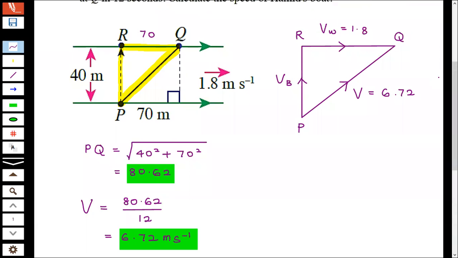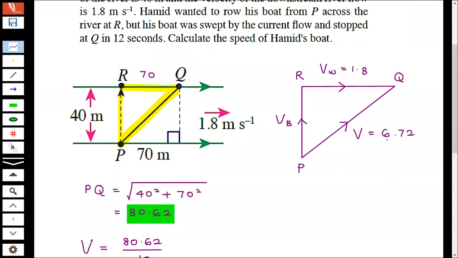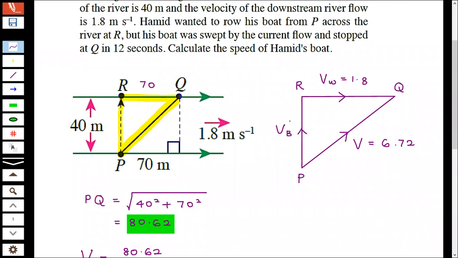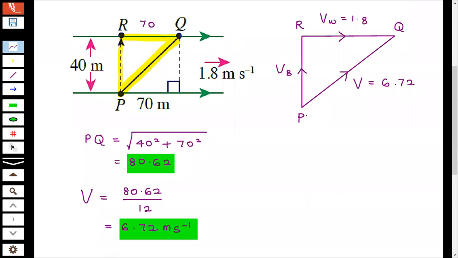We're back to this triangle. The question asks: calculate the speed of Hamid's boat. This is the velocity of the boat, so you need to find VB. This is a right angle triangle, so we can go back to the Pythagorean theorem to get VB, the velocity of the boat.